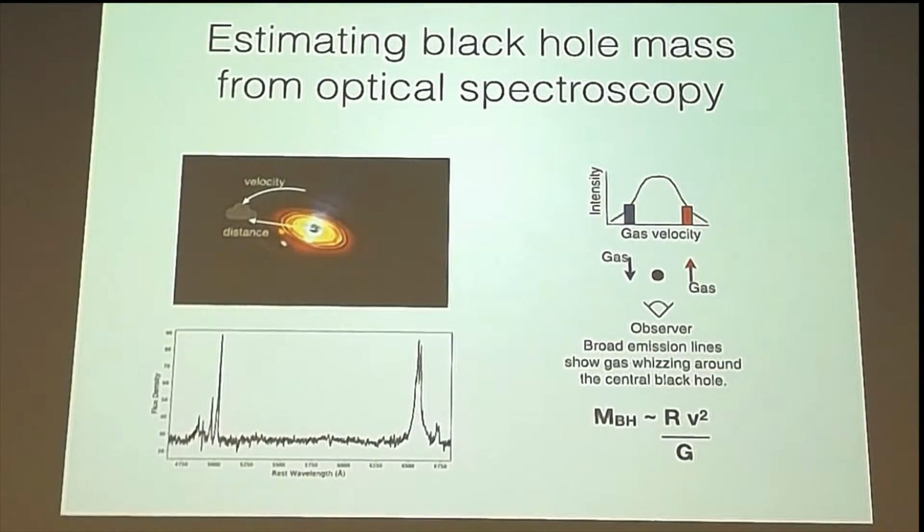From the width of the broad lines, you get the velocity. And then from a bunch of handy correlations, the luminosity of those broad lines gives you an estimate of the distance to the broad-line region. So the key point here is that just using these broad emission lines, you can get a rough estimate of the black hole mass, which is very powerful.